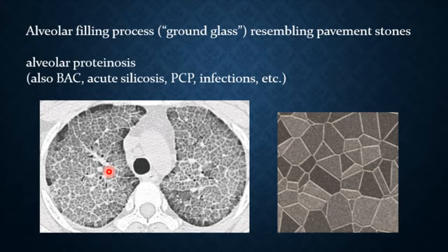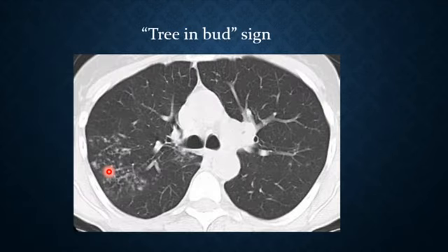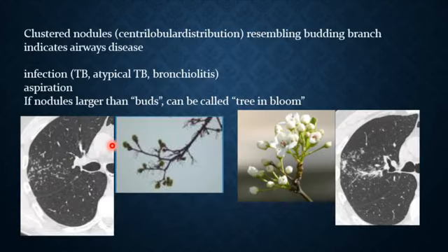Now, the next sign is tree in bud. This is what we see a lot in CT scans, and these are called tree in bud. What does tree in bud mean? It means endobronchial spread of a pathology. It appears as clustered nodules. Usually they are centrilobular, at the mid-center of the lobule, not the lobe, the lobule. So resembling this budding branch, it indicates airway disease with endobronchial spread.